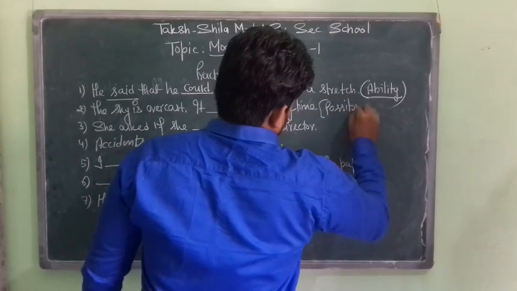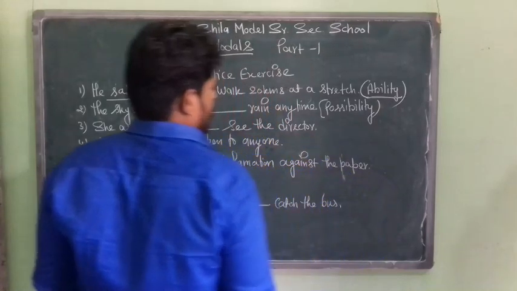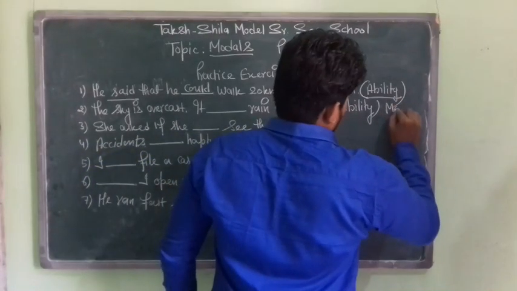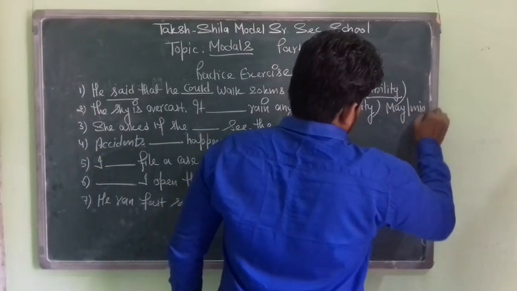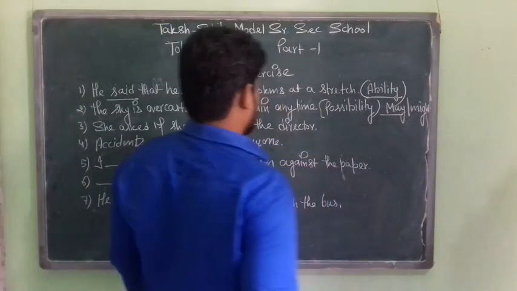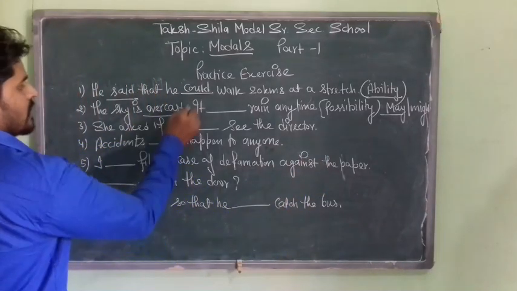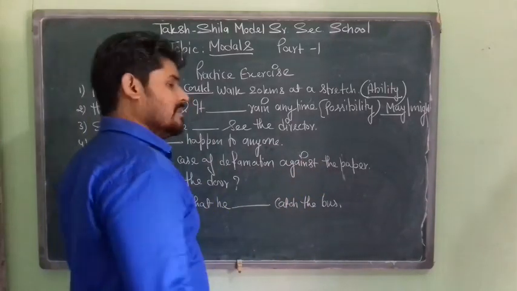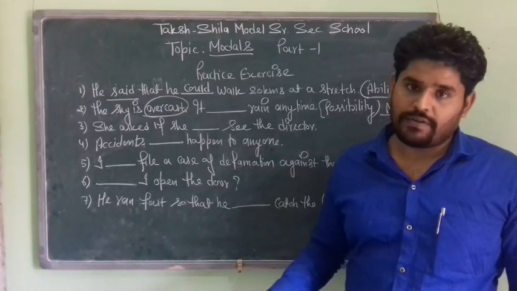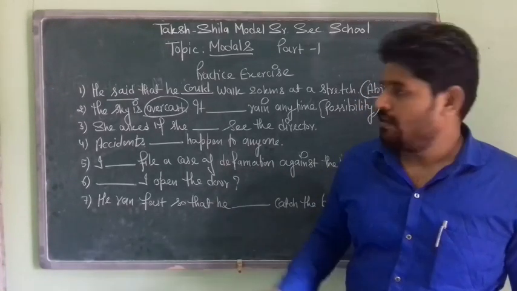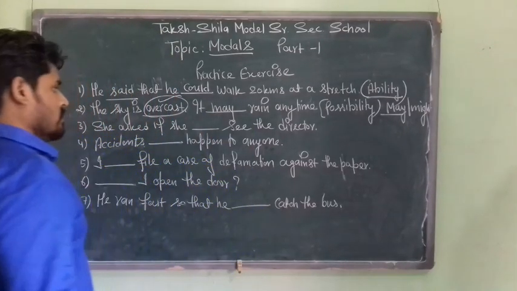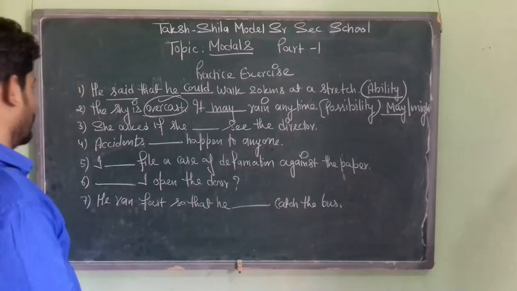And we have already discussed what we use for possibility. For possibility we either use may or might. We use might for remote, means less possibility, and may for greater possibility. So here the possibility is greater. Why? Because the sky is already overcast, right? If I say the sky is clear, it dash rain. Sky is clear means there is no sign of raining, so there is less possibility, so we'll use might. But since the sky is overcast, we'll use what? May. So the sky is overcast, it may rain anytime.